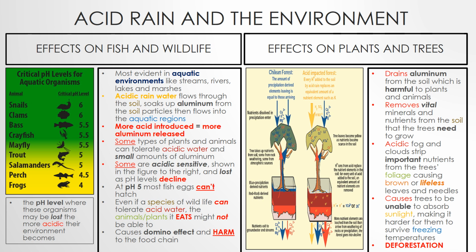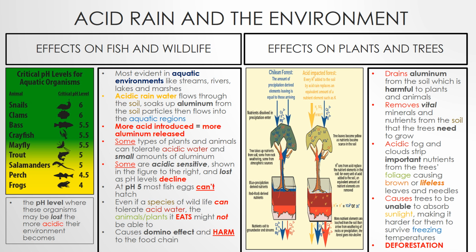The effects of acid rain on plants and trees: it drains aluminum from the soil, which is harmful to plants and animals. It then removes the vital minerals and nutrients from the soil that the trees need to grow. Acidic fog and clouds strip important nutrients from the trees' foliage, causing brown or lifeless leaves and needles. This causes trees to be unable to absorb sunlight, which makes it hard for them to survive freezing temperatures. This causes deforestation.